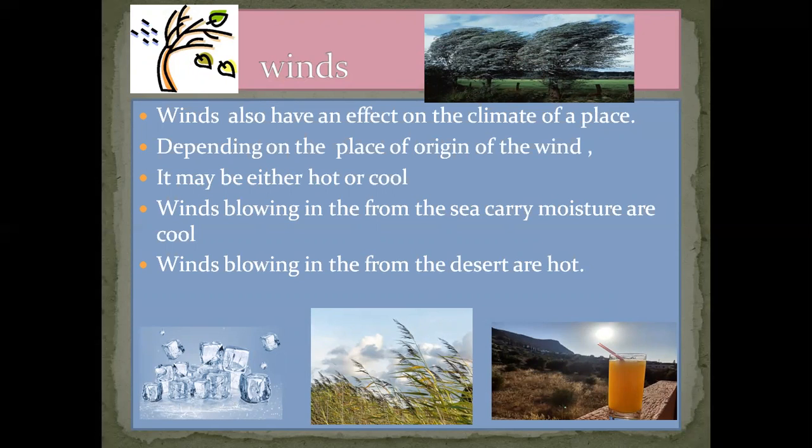These are the main factors that influence climate. Which are the main factors influencing climate, children? First, the latitude or distance of the place from the equator. Second, altitude. Third, distance from the sea. Fourth, humidity. Fifth, wind.